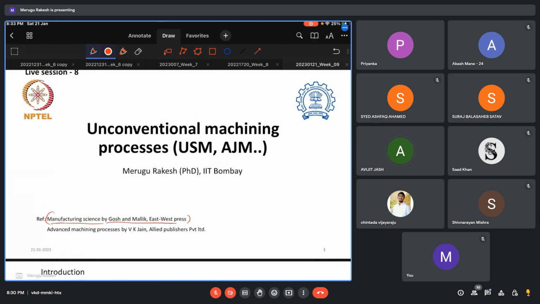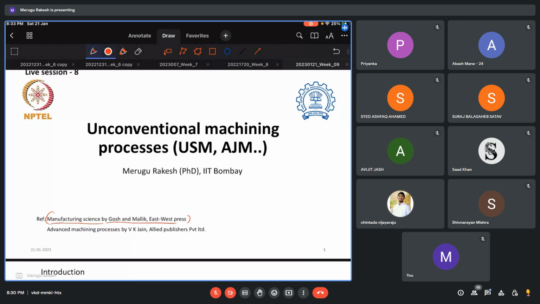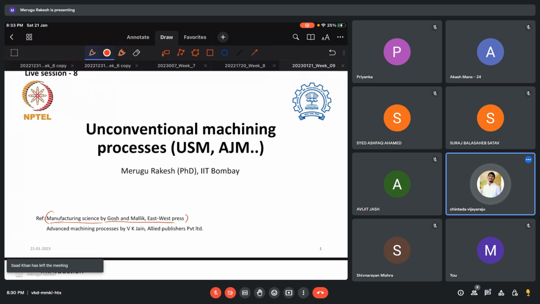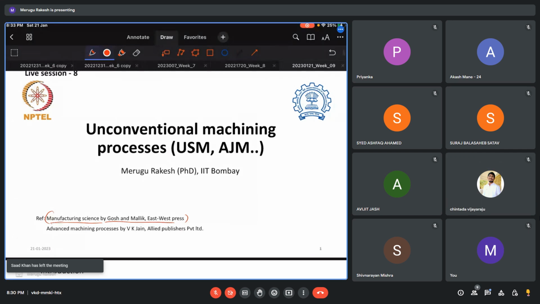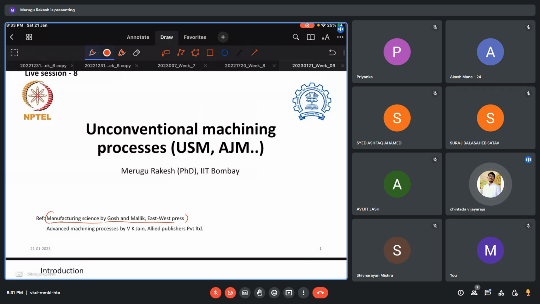Sir, in the exam, are these numericals, and is the MRR, the minimum material removal rate, easily rememberable? Yes, yes. You need to remember the formulas for this. They are for simple ECM and EDM. Yes, yes, you have to remember. Other than these four methods, is there any more to study?